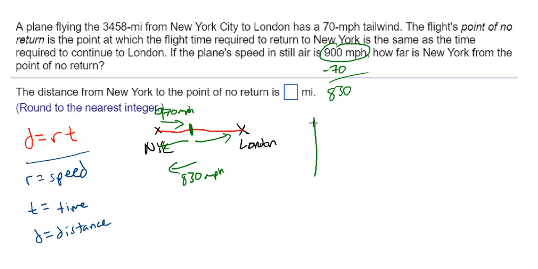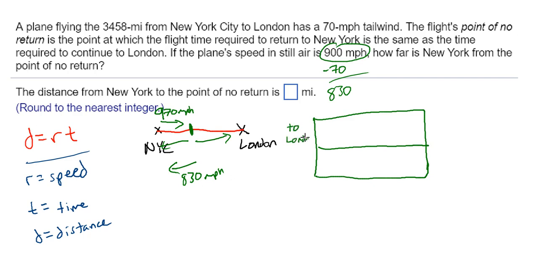All right. So we're going to make a table, and we'll need 2 rows because this formula applies to 2 different things. It applies to heading towards London, because there's one speed if you're heading towards London, and it applies to returning back to New York City, because there's a different speed if you're heading back to New York City. And when the speed changes, the formula has to be reapplied, right?